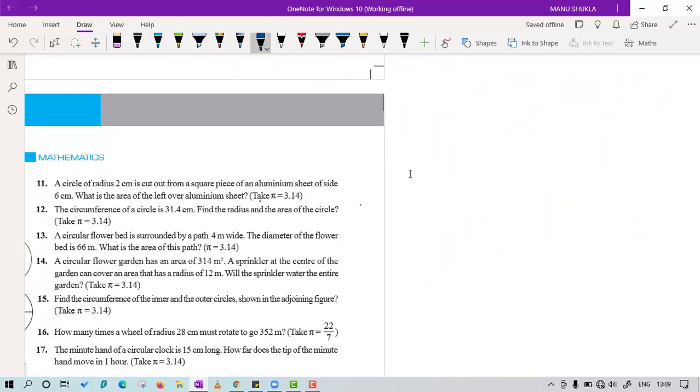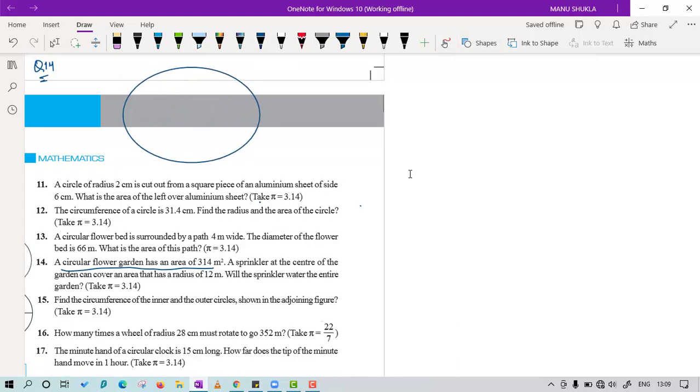Next question is question number 14. Okay, so we have question number 14. Again, we have a circular flower garden whose area is given to us. Okay, first let me draw the circular garden as the question wants us to do. This is a circular garden of center O and radius, normally we take small r.